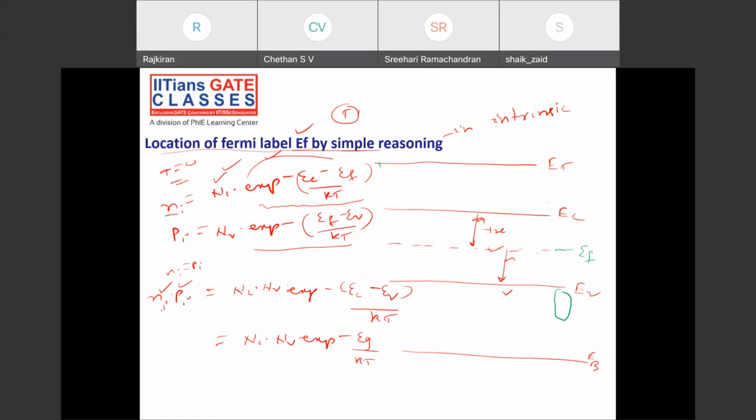So Ni into Pi means Ni into Ni, which equals Ni square, because in an intrinsic semiconductor the number of electrons is equal to the number of holes. So my Ni will be the square root of Nc Nb exponential of minus Eg by 2kT.